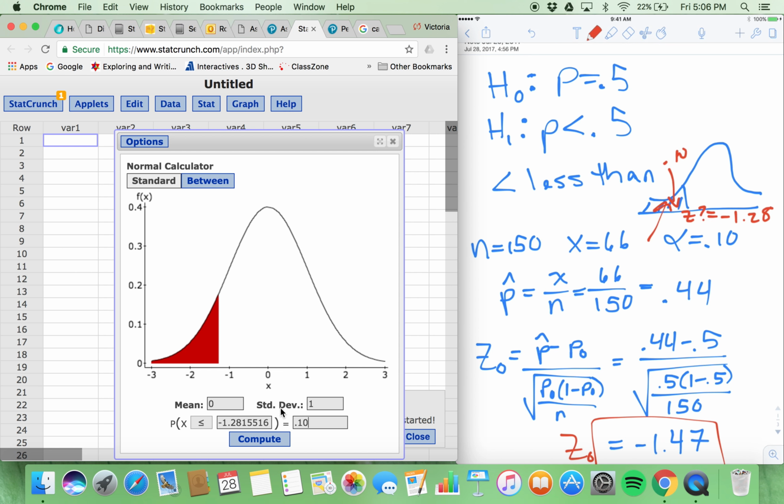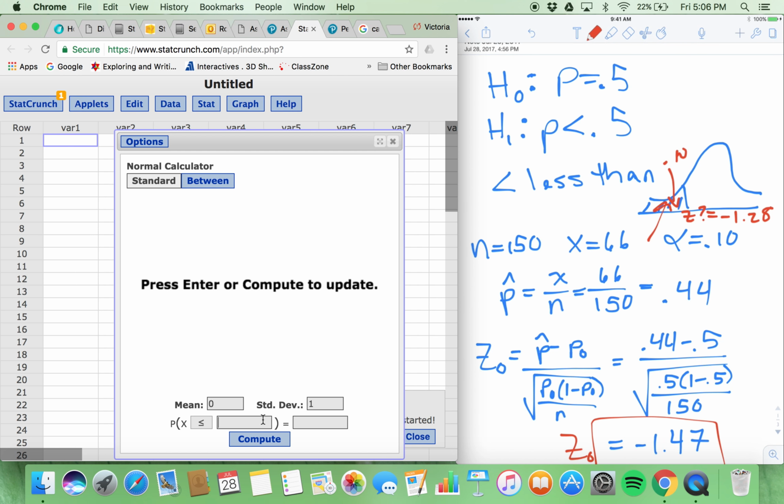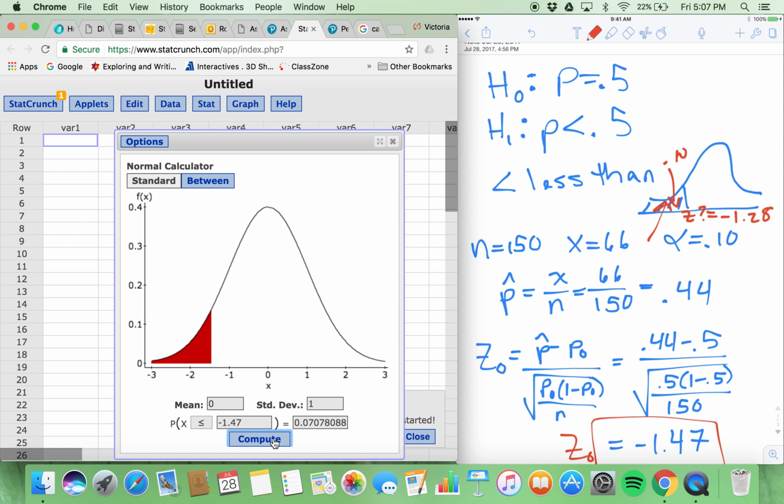In my little calculator over here, I'm going to get rid of this 0.10 and ask what's the area to the left. See how it says less than here? I'm going to keep it as less than because it's a left-tailed test, of negative 1.47. If this had been a right-tailed test, I would change this symbol to greater than. If it were a two-tailed test, we would multiply whatever area we get by 2. So I'm going to compute that area to the left, and the area to the left is 0.0707. I think they wanted us to round to 4 decimal places, so I'd call it 0.0708.